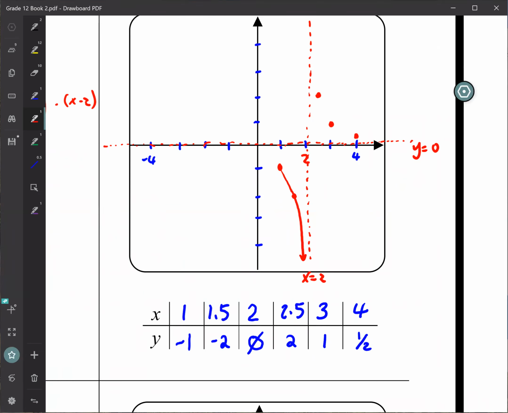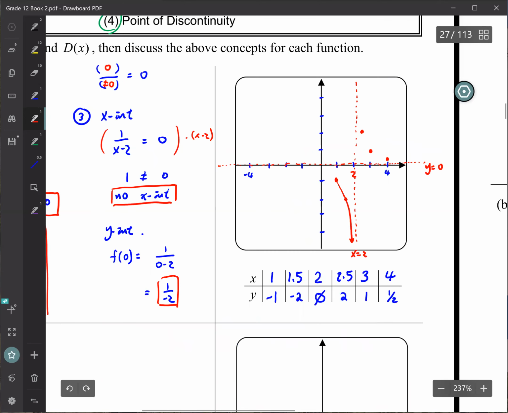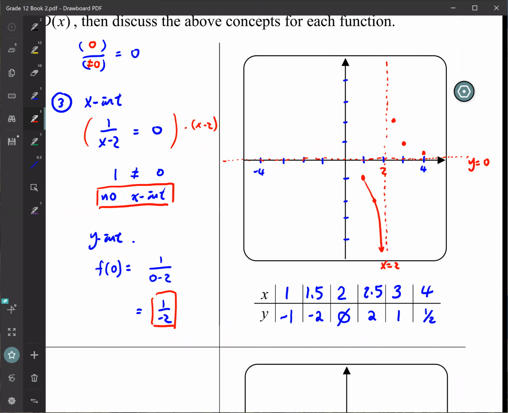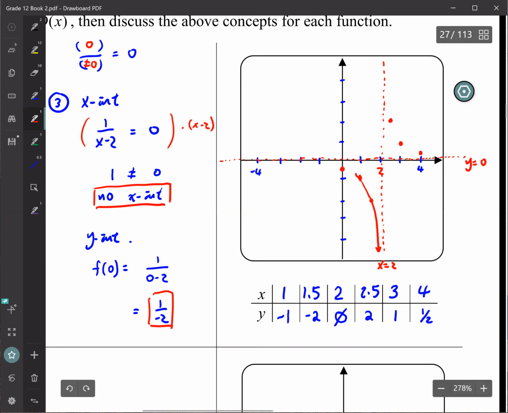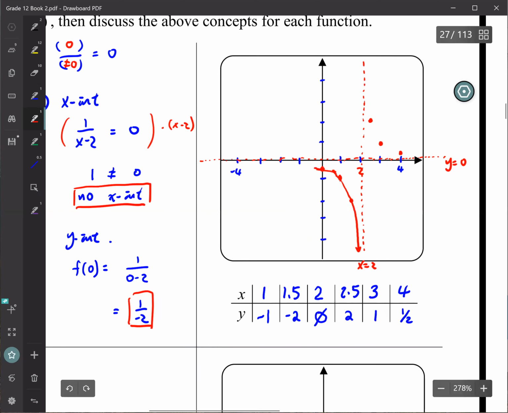And then if I go to the left, we also have the y-intercept. Y-intercept is -1/2. So that means it's up here. You can see that the more to the left, it will go up higher, but it will not touch the horizontal asymptote. So the graph will bend this way.